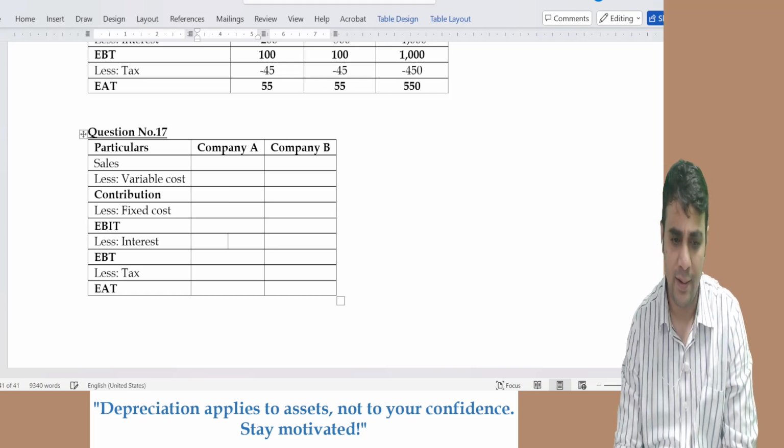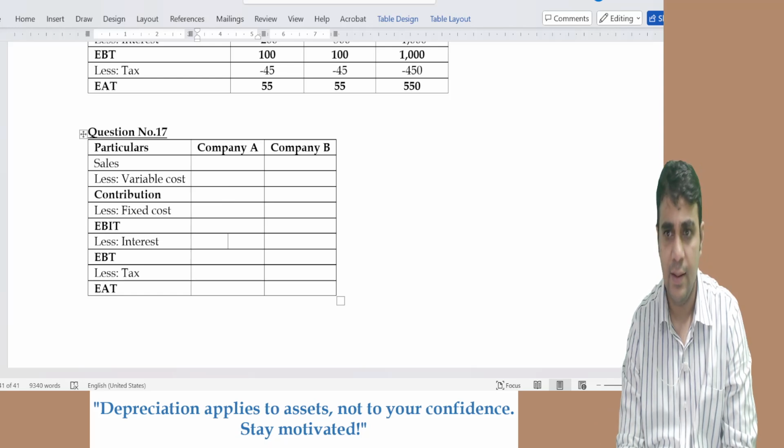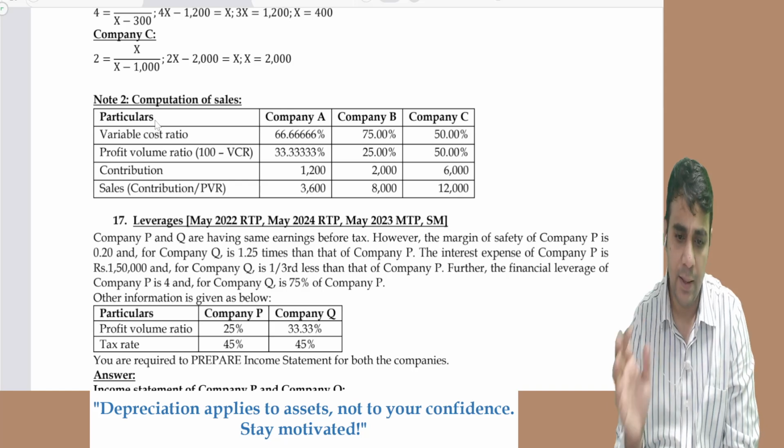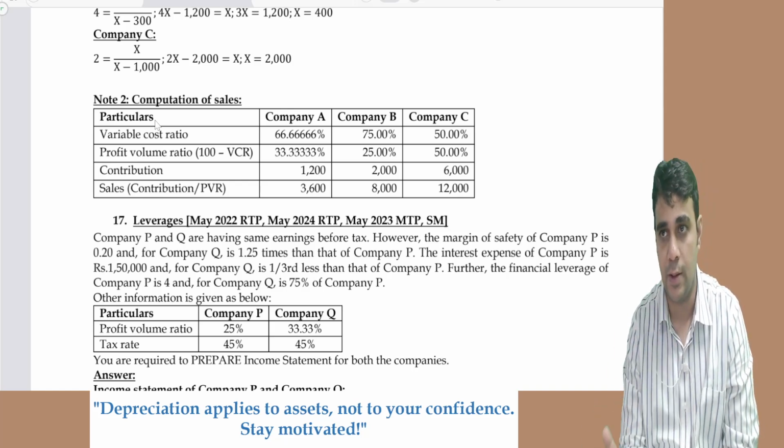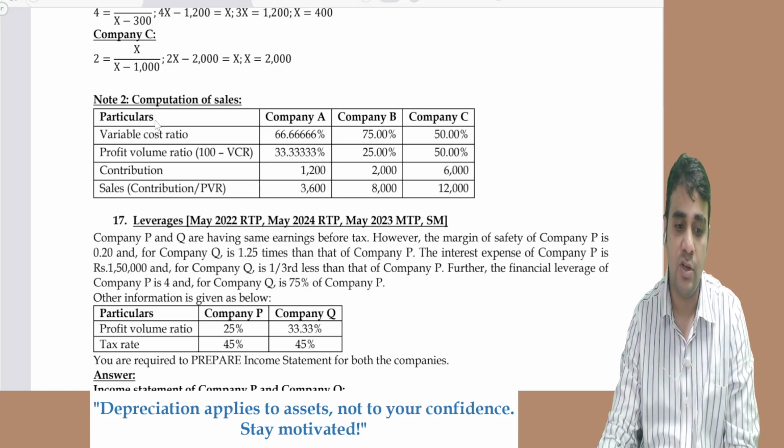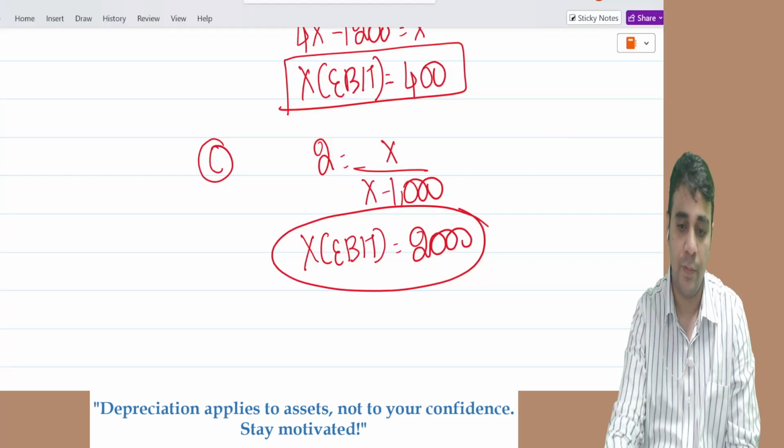Okay, let's start writing whatever is available directly. We've written the format of the income statement. Company P and Q are having the same EBT. So when I do the calculation, if I get one, I'll copy paste for the other one. Same EBT.